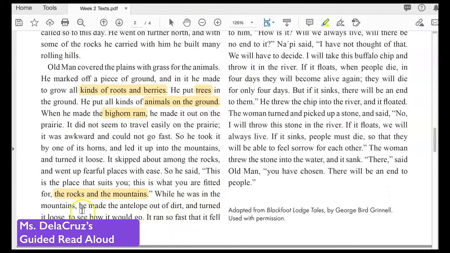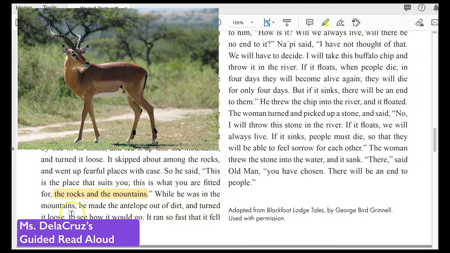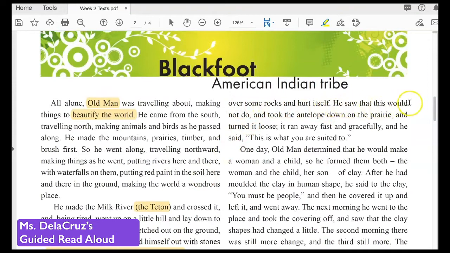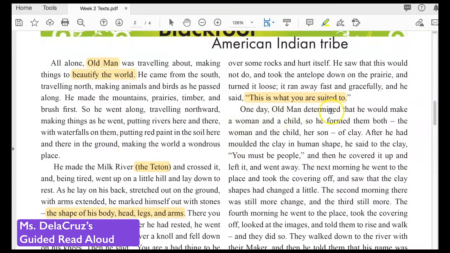While he was in the mountains, he made the antelope out of dirt, and turned it loose to see how it would go. It ran so fast that it fell over some rocks and hurt itself. He saw that this would not do, and he took the antelope down on the prairie and turned it loose. It ran away fast and gracefully, and he said, "This is what you are suited for." Now if you look over here, this is what an antelope looks like, and you can see that the Old Man is paying attention to what best suits each animal and is placing them in an environment that they're going to thrive in.